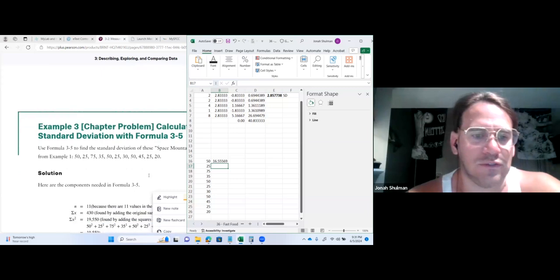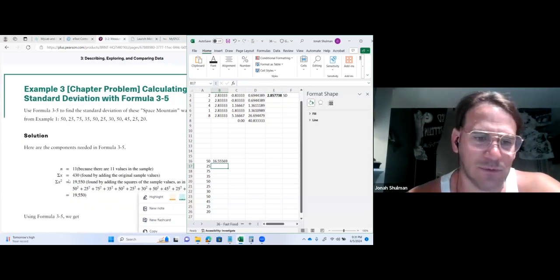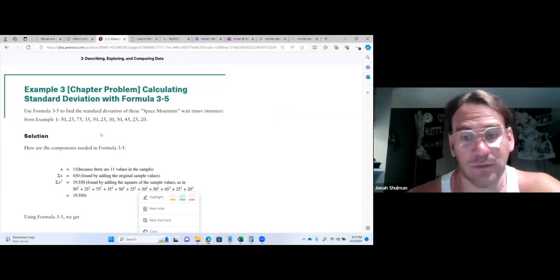Magic. So hopefully that makes sense. I hate messing with formulas. I think it's annoying. You can do it by this weird method, but I would not agree with it.